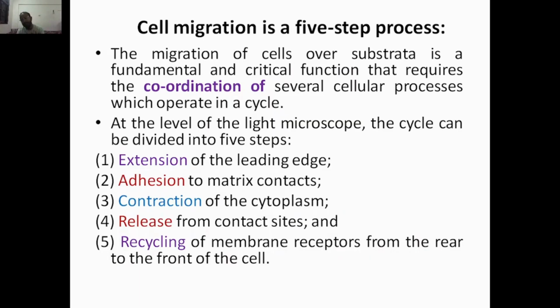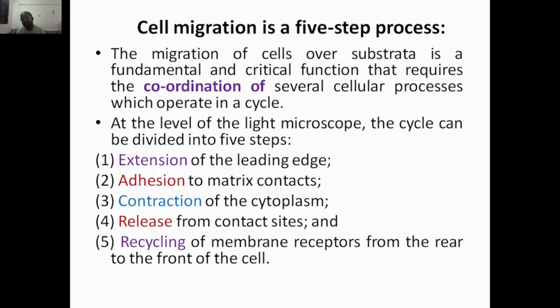Okay, again coming to the next 5s. Now the migration of the cell over a substrate is a fundamental as well as critical function that requires coordination of several cellular processes which operate in a cycle. That means obviously for cell migration, we cannot say that a cell just has to move from A to B; in order for the cell to move from A to B, other cellular processes are also involved, they also play a very important role, and that coordination should be there.